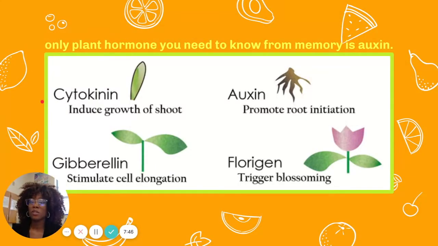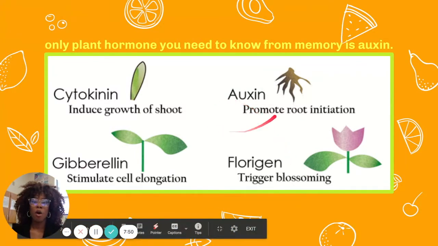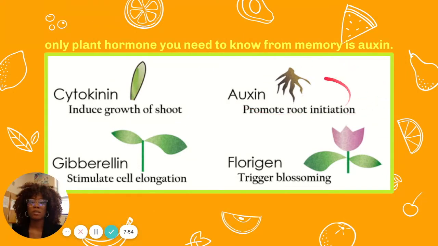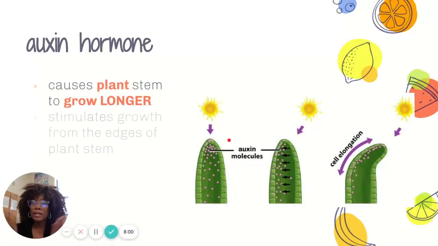Here are some more hormones of plants: cytokinin, gibberellin, florigen, and auxin. However, the only plant hormone that you'll need to know is going to be auxin. Okay. The rest of these, if we ask you about them, we're going to tell you what they are actually doing. Okay. So what is auxin hormone?